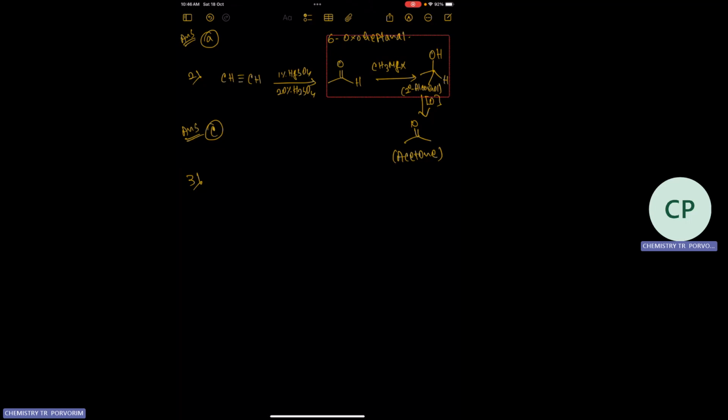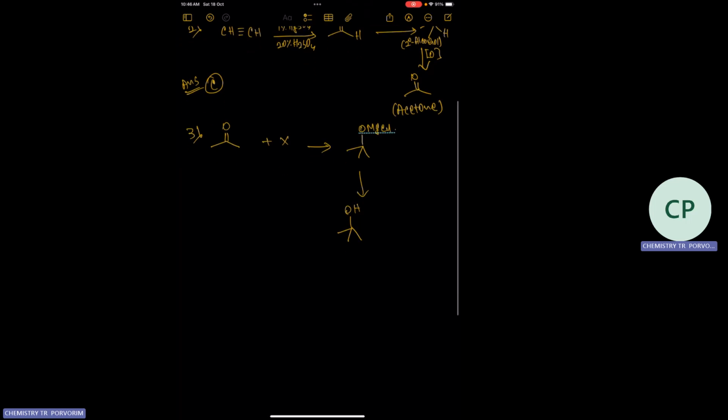Next, question number 3. Identify the reactant X and the product Y. The compound is CH3 C double bonded O CH3 plus X. Then we will get (CH3)3C OMgCl, and after hydrolysis it should give (CH3)3C OH, and Mg(OH)Cl. So this is the Y.